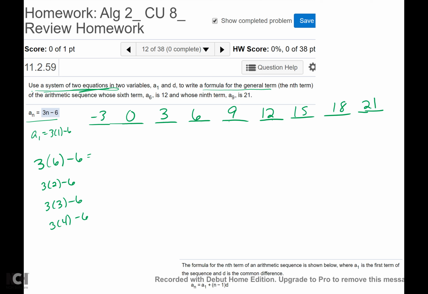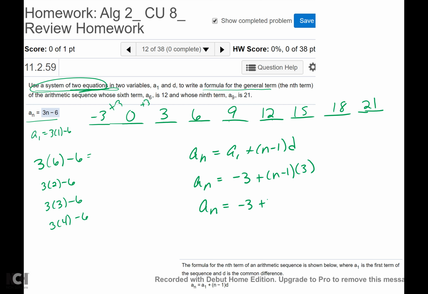I'm not really sure why they're making it so complicated. If I want to get the general term, a sub n equals a sub 1 plus n minus 1 d. To me, instead of making a system of equations, your first term is negative 3 plus n minus 1. Your common difference is they're adding 3 every time. So if I simplify that, I get negative 3 plus 3n minus 3, and that gives me 3n minus 6.